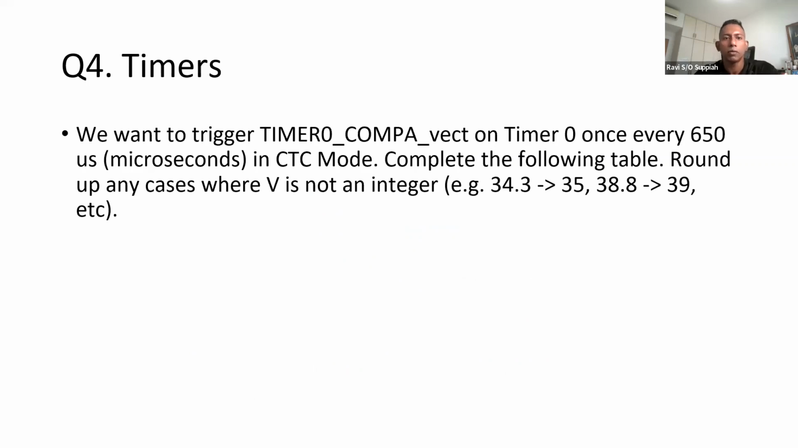Okay, so in this question 4, we want to trigger comp A on timer 0 once every 650 microseconds. In CTC mode, complete the following table. We're supposed to round up whenever V is not an integer.